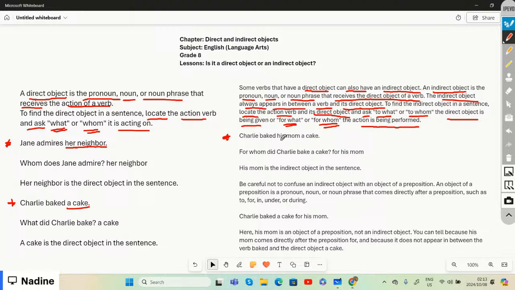So, for his mom. And remember, we said that to locate the action verb and its direct object, we need to ask ourselves to whom or to what the direct object is being given. And we see that the indirect object is in between the verb and the direct object, which is a cake. We will find it in between.